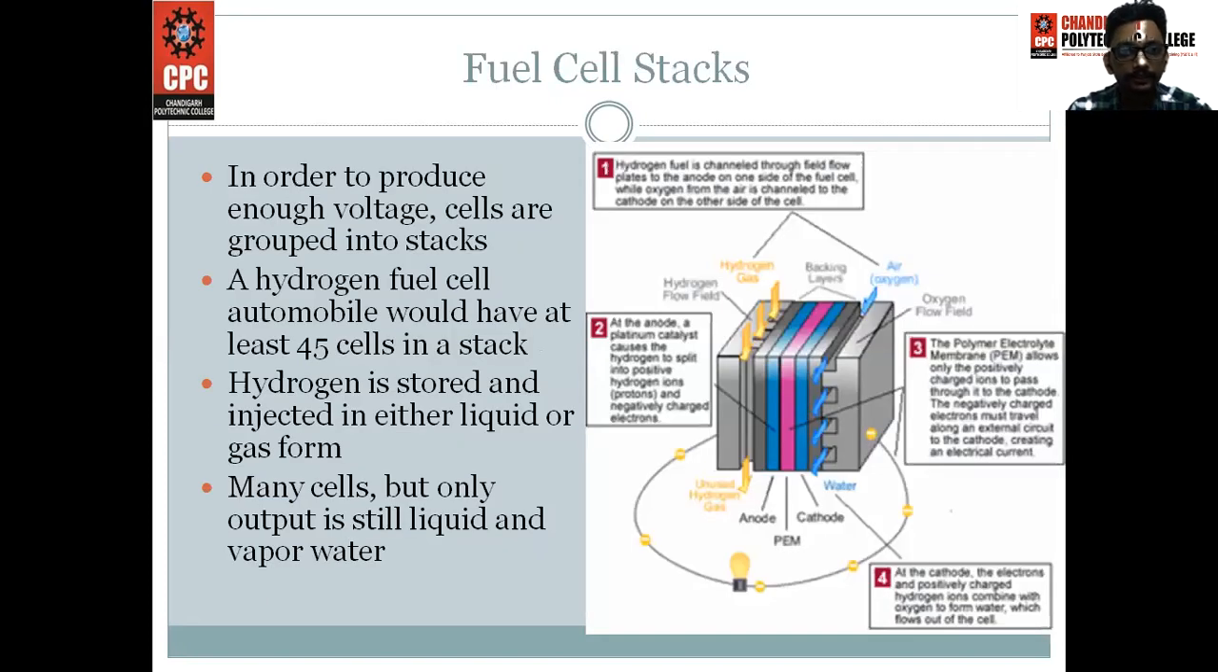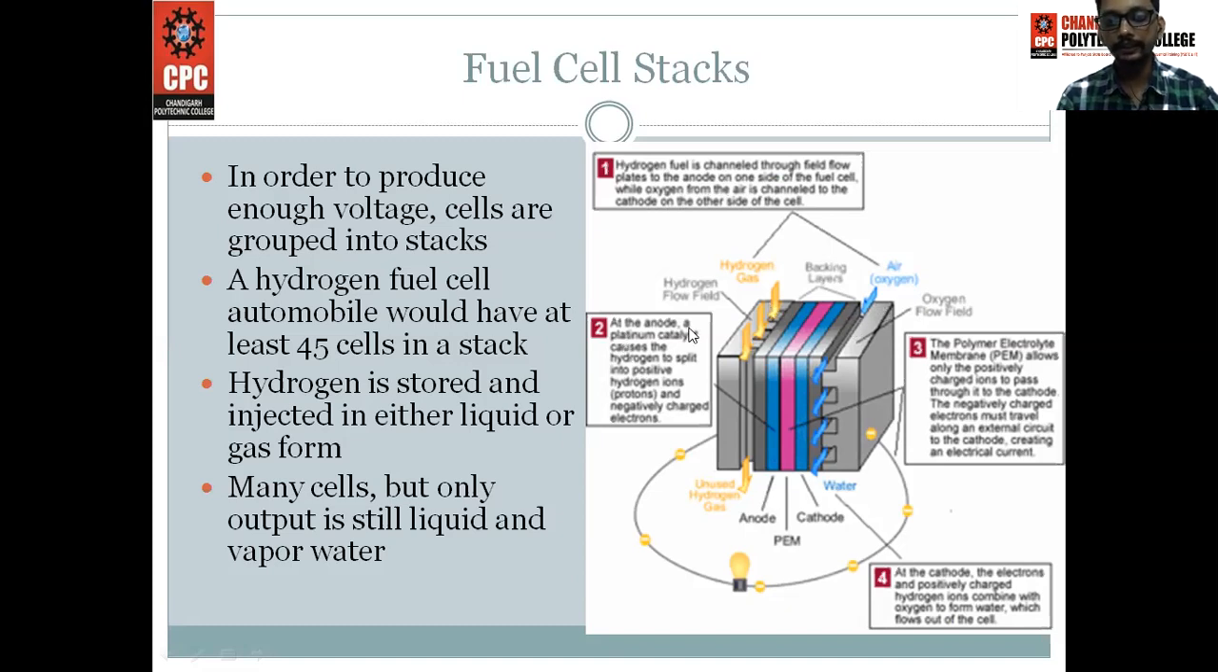Fuel cell stacks. This is the diagram of fuel cell stacks. In the first portion, the hydrogen fuel is channeled through field flow plates to the anode on one side of the fuel cell, while oxygen from the air is channeled to the cathode on the other side of the cell. So these are the anode and cathode sides, right?